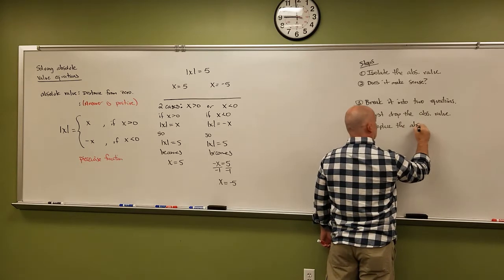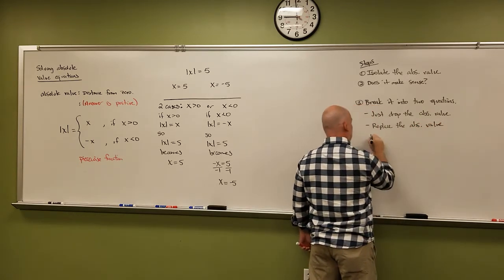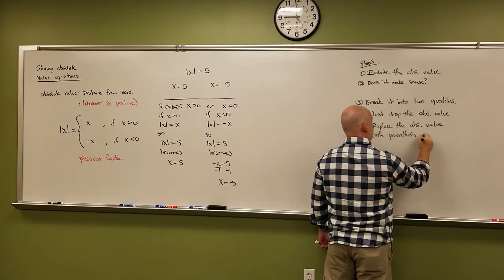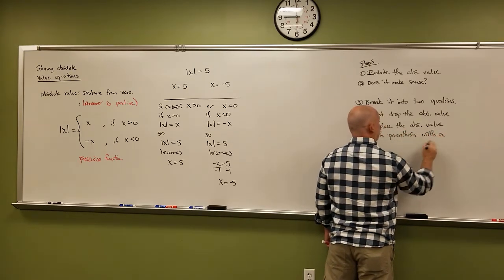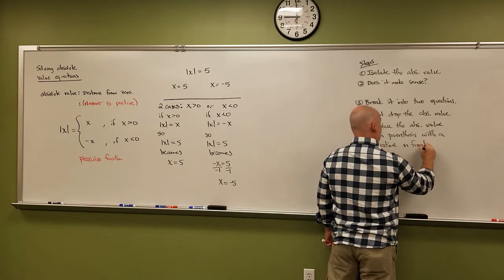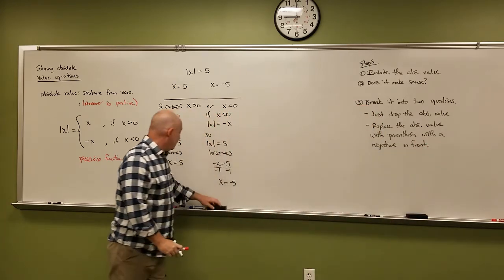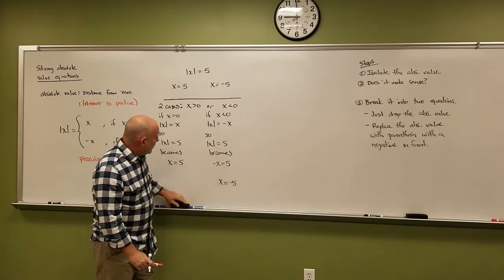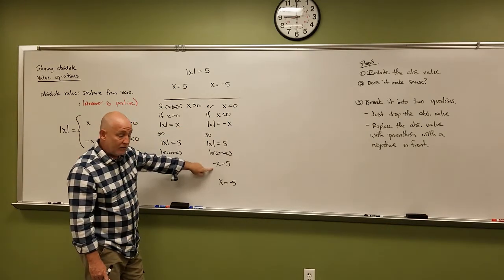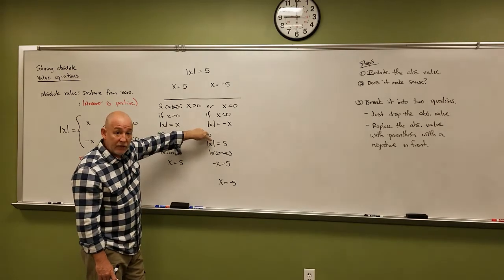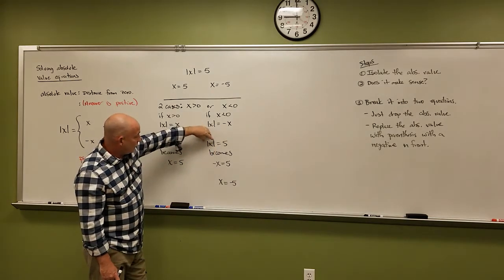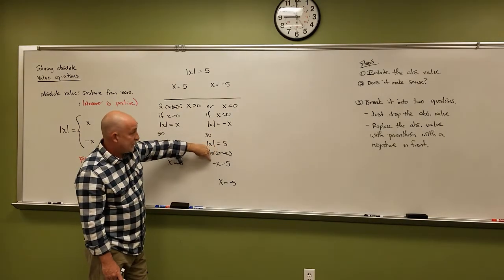replace the absolute value with parentheses with a negative in front. So basically this time, and I'm going to erase that line here so we can see a little bit better, what do we do here? We basically just replace the absolute values with a negative sign in front of that. Since the stuff inside the absolute values most of the time is going to be more than one thing, we do need parentheses around it, which we didn't quite show here. So we're going to replace these absolute values with parentheses and that negative.